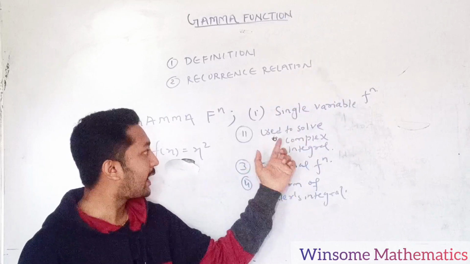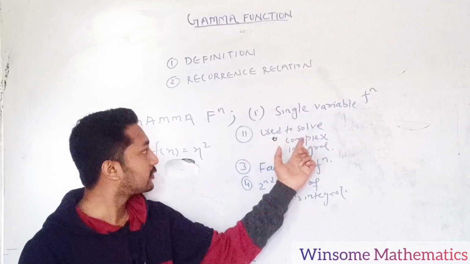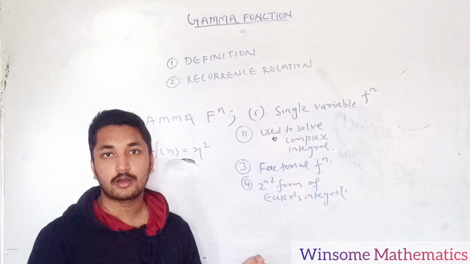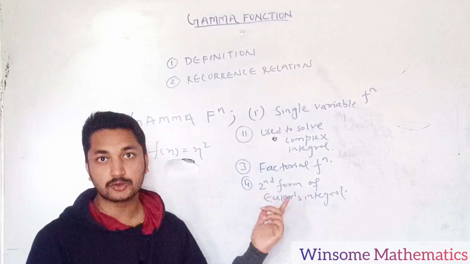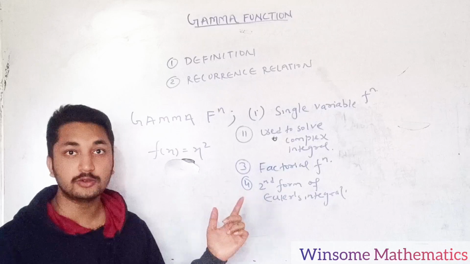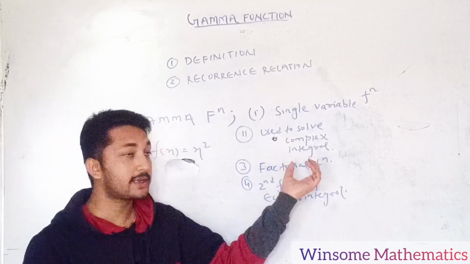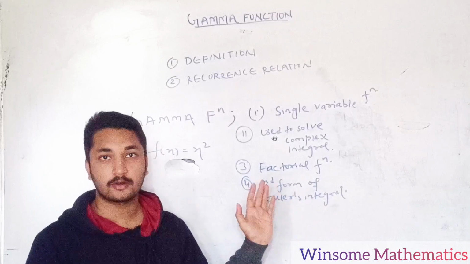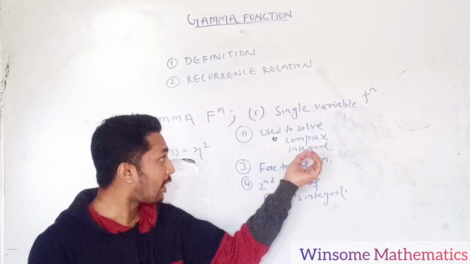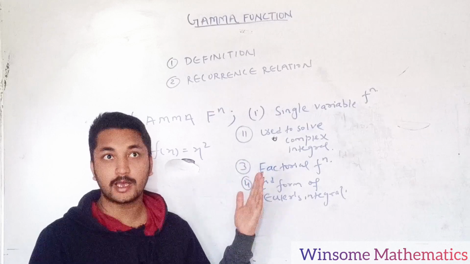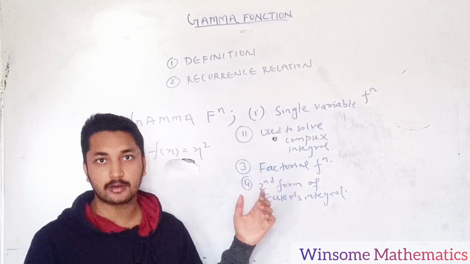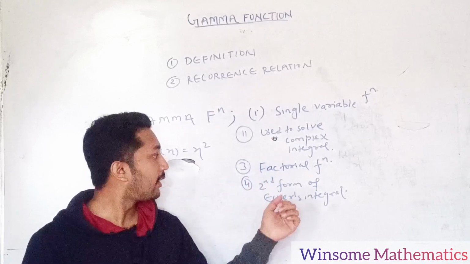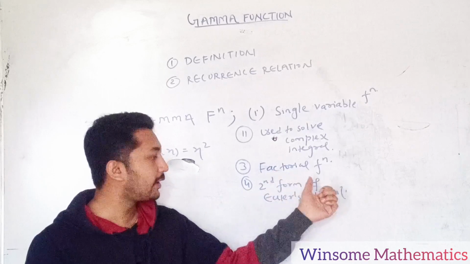Now the second point, that it is used to solve complex integrals. Like the beta function, we used to solve complex integrals using the beta function. Similarly, we will use the gamma function to solve complex integrals. Clear? Now you will think, which type of complex integral? So we will cover it. Please wait.